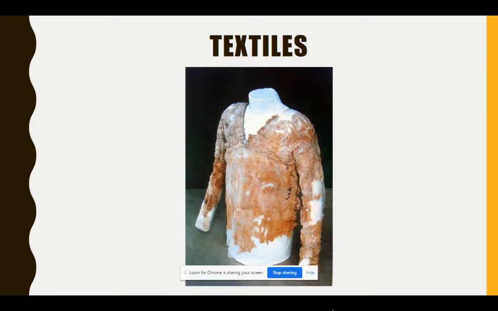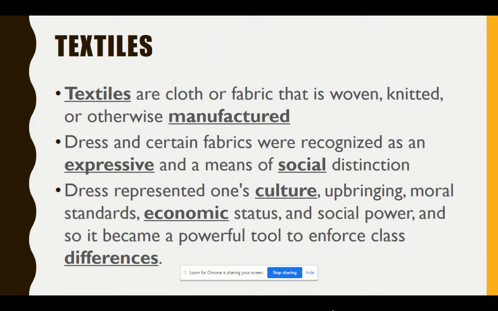and large-scale irrigation systems that were so important the king was responsible for planning them, and without them we would not have the large-scale farming necessary to support their booming populations. Today we're going to start by talking about textiles. Textiles are the cloth or fabric that is woven, knitted, or otherwise manufactured.